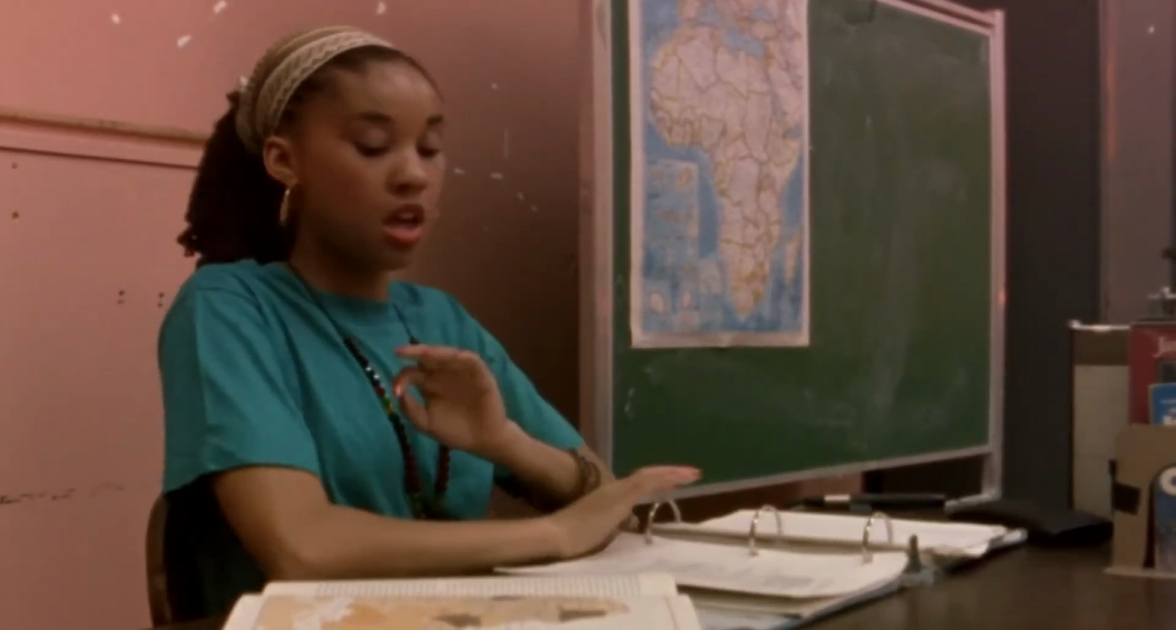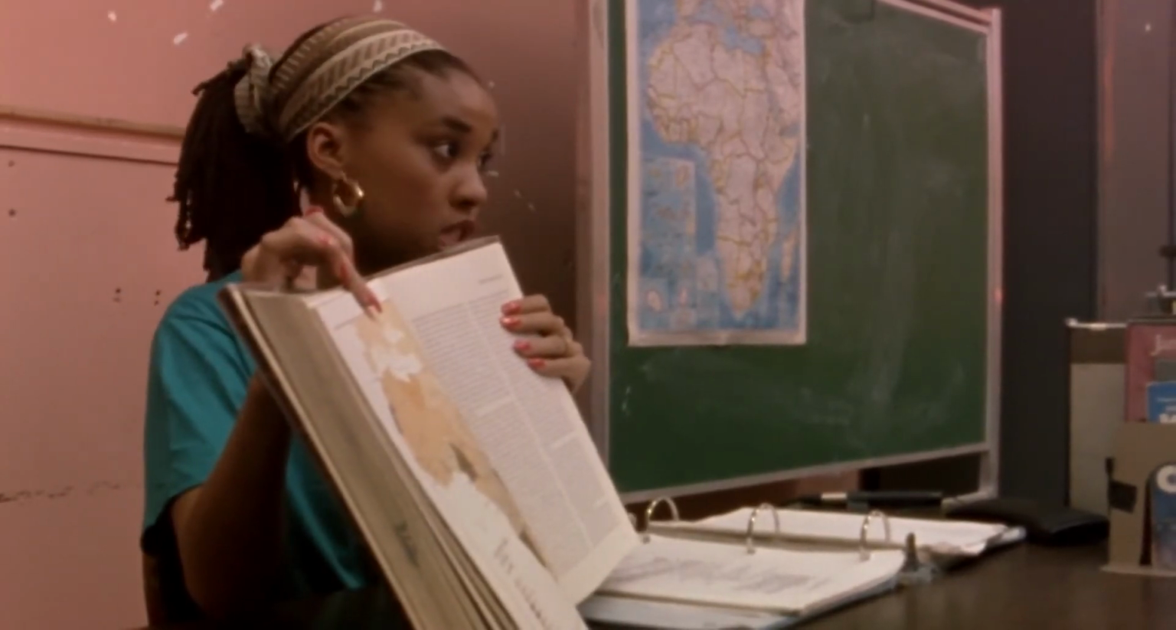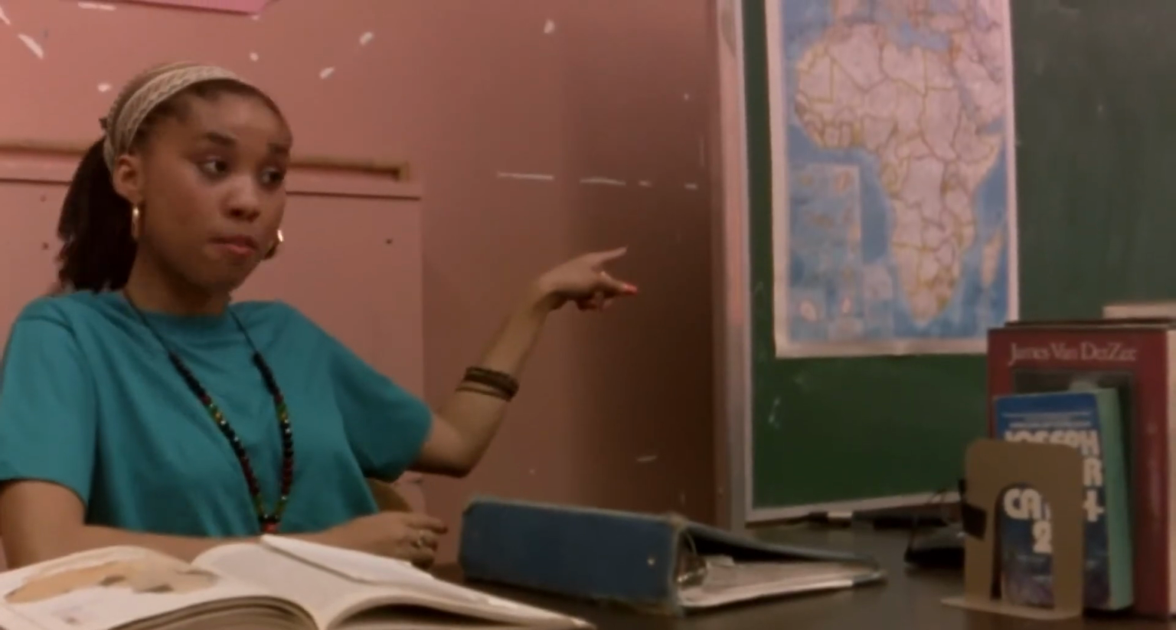This map you see is a map we see in our textbooks. We've been taught that this map is geographically correct. Well, it's not. Our education is miseducation. Now, you see this map over here on my left? This map is a geographically correct map.